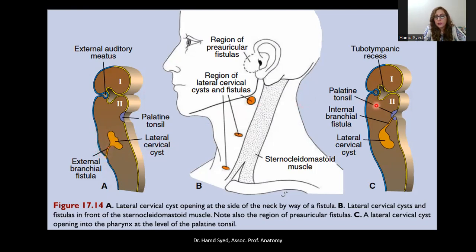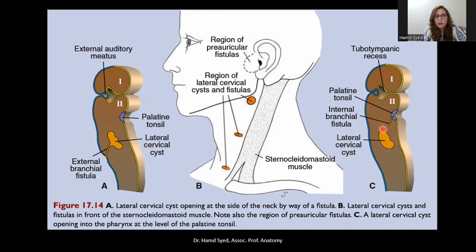And on the right side in diagram C, you can see that the lateral cervical cyst is not communicating externally. Instead, it is communicating internally with the pharyngeal lumen by this internal branchial fistula, which is opening in the tonsillar fossa. So these are the two types of branchial fistula. In diagram A is the external branchial fistula, and in C is the internal branchial fistula.